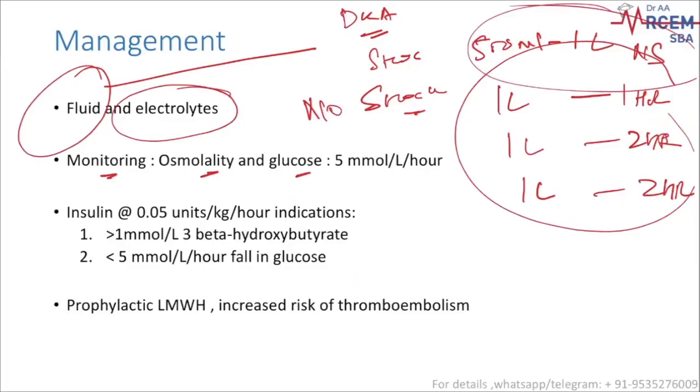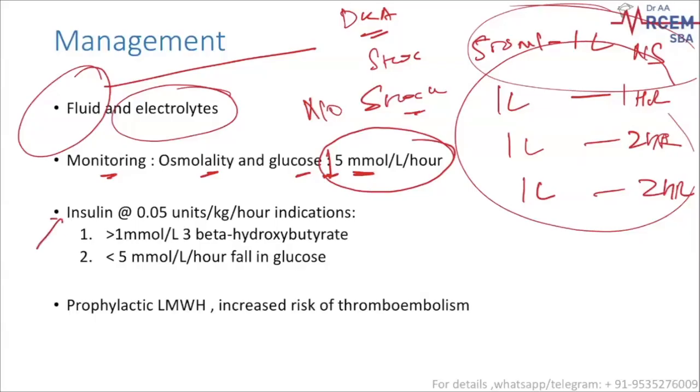Okay, you want the osmolality and glucose to fall at a rate of 5 millimoles per liter per hour. If it is not falling at this rate, that's when it is a little bit alarming for us and we see what is wrong with this. We are just giving fluids, so we think about whether the fluids are sufficient or not.